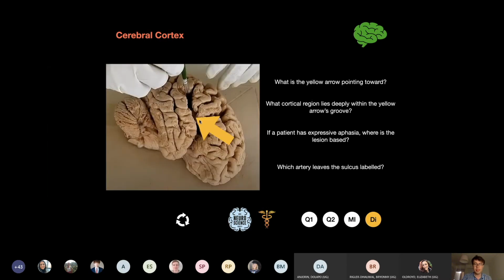And then there'll be a picture like this. What is the yellow arrow pointing to? And it's the lateral fissure. What cortical region lies deeply within the yellow arrow's groove? It's the primary auditory cortex.